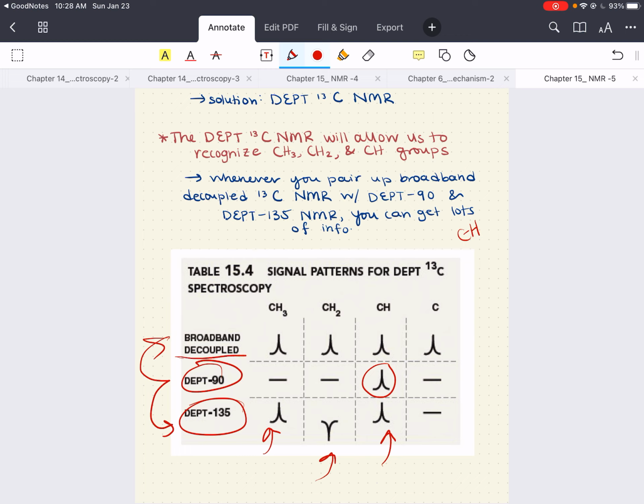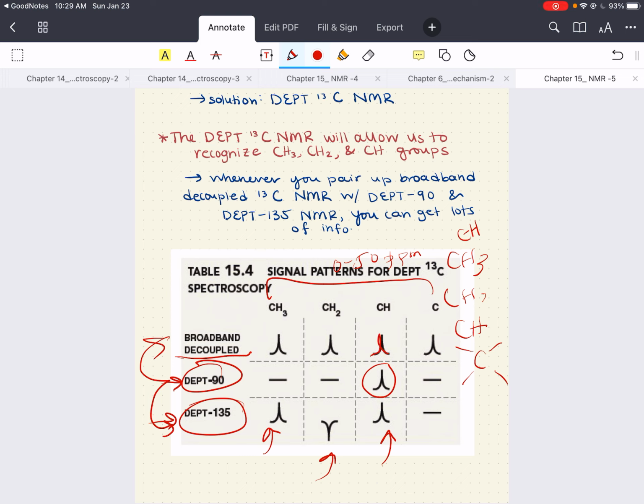So you first run a broadband decoupled carbon-13 NMR, and you get peaks for all of these, appearing between 0 and 50 ppm. But you won't know whether any of these signals are CH3 groups, CH2 groups, CH groups, or a carbon with four variable groups and no hydrogens. You can't distinguish that between 0 and 50 ppm on a normal broadband decoupled carbon-13 NMR spectrum, so you have to run different pulse sequences, called DEPT-90 and DEPT-135.